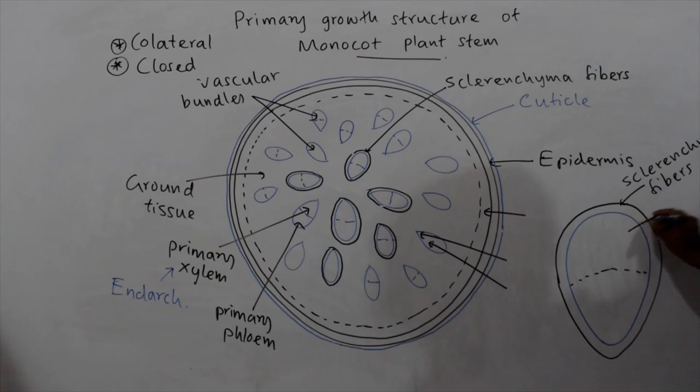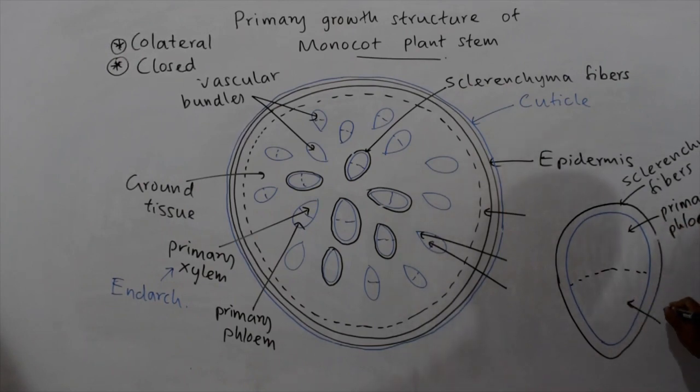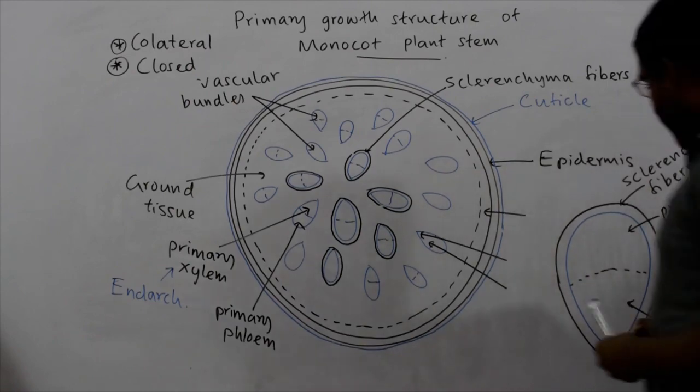so this is outer, it has primary phloem. This is primary phloem. Inner it has primary xylem. So in this region it has primary xylem. This has primary xylem. Okay, I want to say here, look at this.